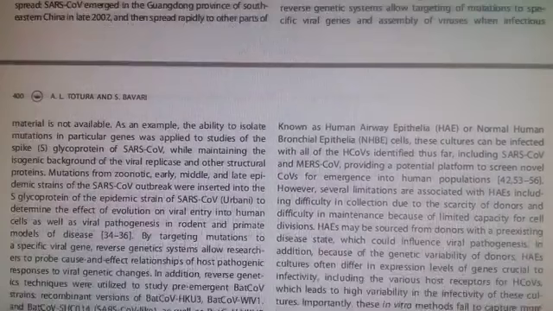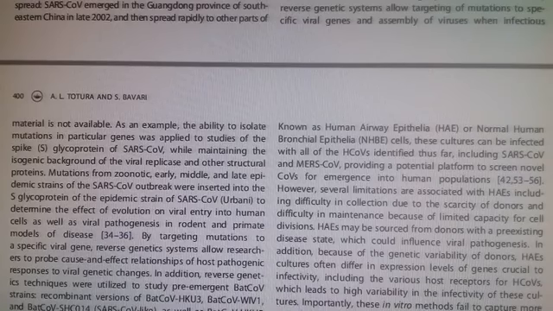As an example, the ability to isolate mutations in particular genes was applied to studies of the spike S glycoprotein of SARS-CoV, while maintaining the isogenic background of the viral replicase and other structural proteins. Mutations from zoonotic, early, middle, and late epidemic strains of the SARS-CoV outbreak were inserted into the S glycoprotein of the epidemic strain of SARS-CoV, Urbani, to determine the effect of evolution on viral entry into human cells, as well as viral pathogenesis in rodent and primate models of disease.